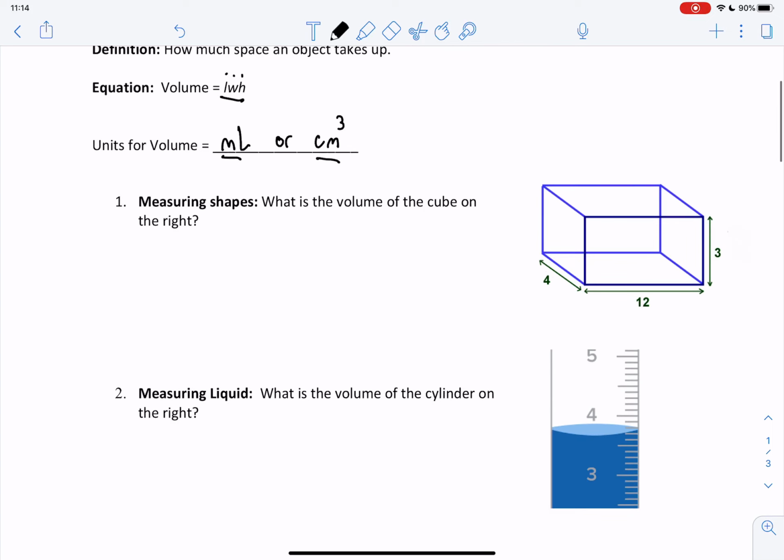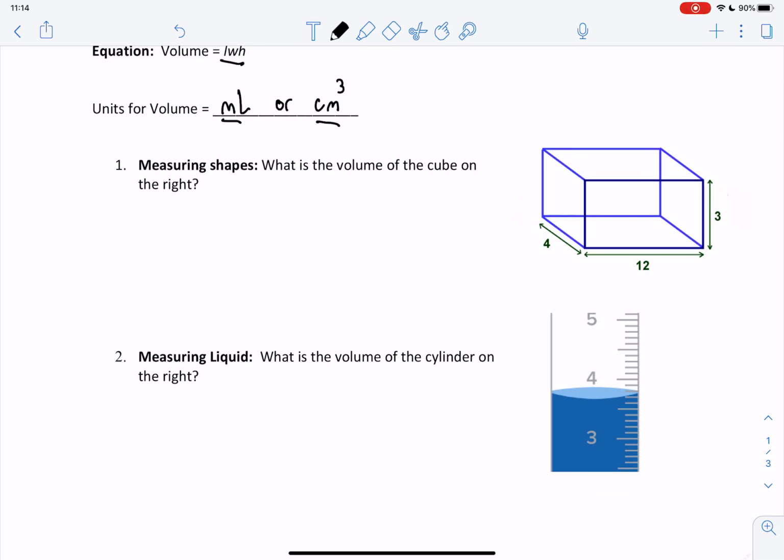So we have a few practice problems here. If we're measuring shapes or objects that have clear measurements already laid out, we can calculate. So if we do this one, what is the volume of the cube on the right? We have to do length times width times height. So that's going to be 12 times 4 times 3.